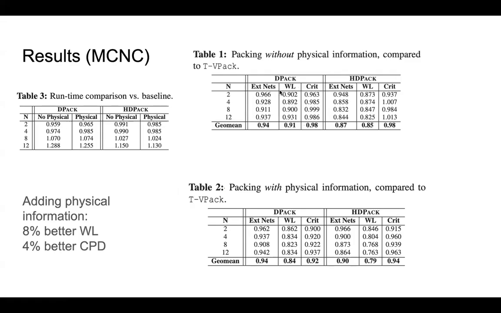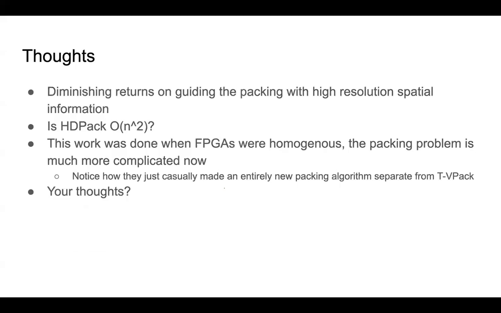So they basically have D pack and HD pack, and then they compare it with TV pack. You have essentially three separate packing algorithms compared. You can't really do that these days because the packing problem is incredibly complicated. So, any thoughts by the people in attendance?